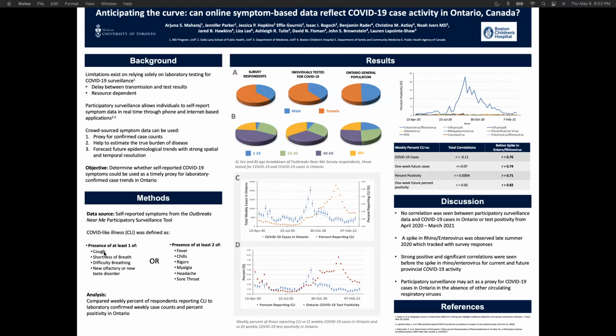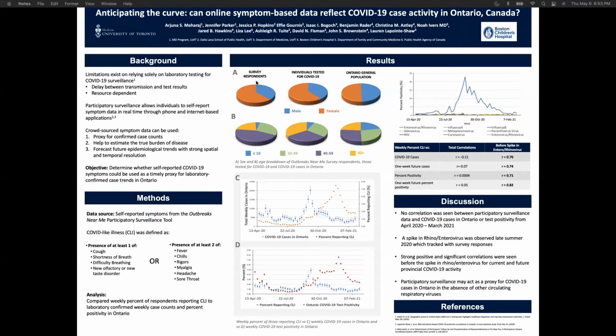We then tallied up the number of COVID-like illnesses per week and divided by our total responses per week and received a metric called percent CLI. We then compared weekly percent CLI, or the weekly proportion of those experiencing a COVID-like illness, to weekly case counts in Ontario and weekly percent positivity in Ontario.